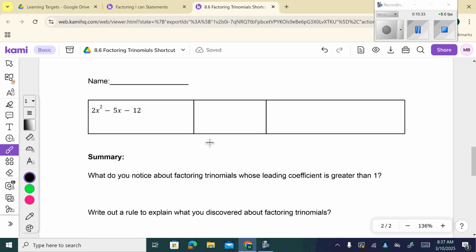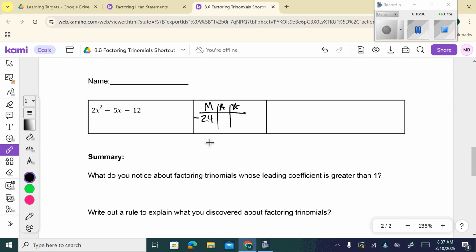Last one, okay? I want you to set up your charts. All right, what number are we multiplying to? Negative 24, because you have to do your first term times your last term. Okay, 2 times negative 12 is negative 24.